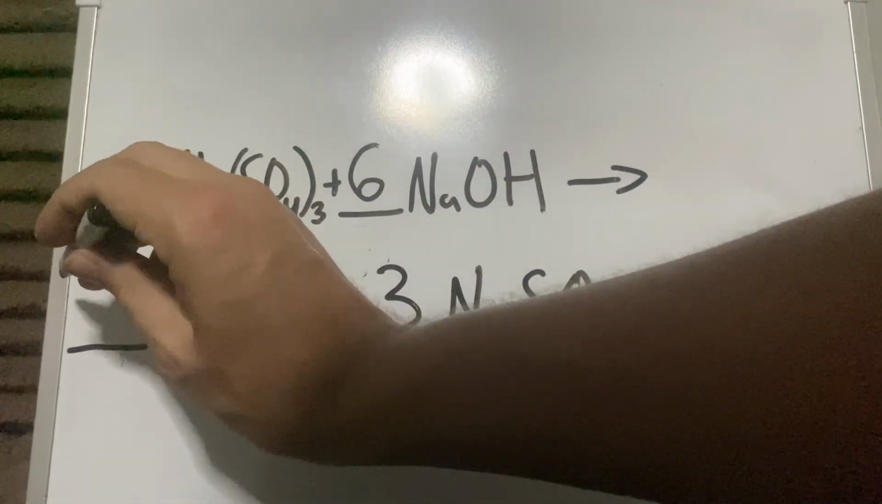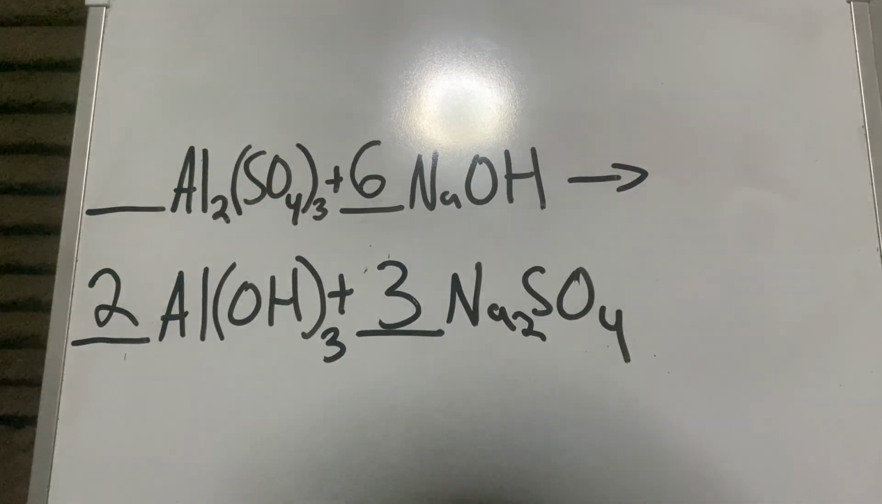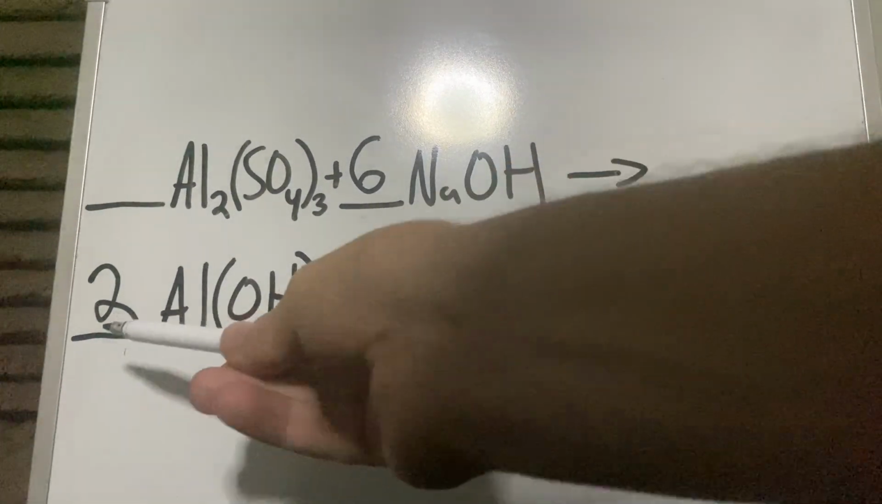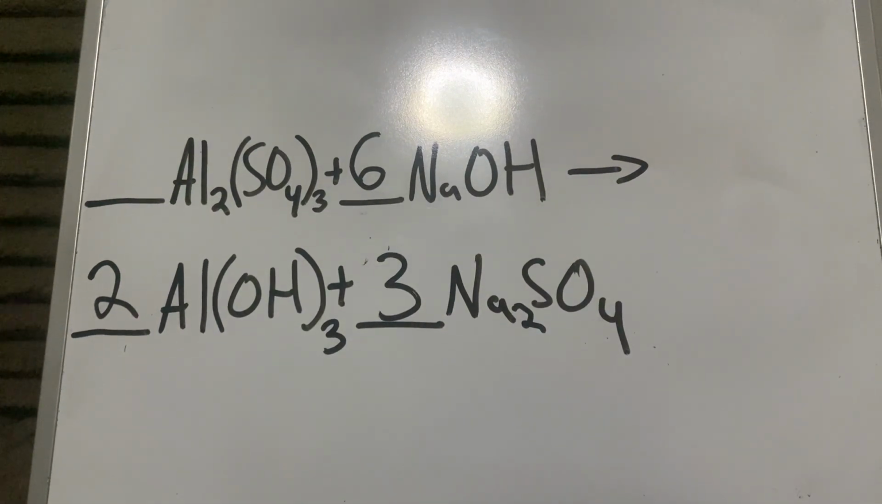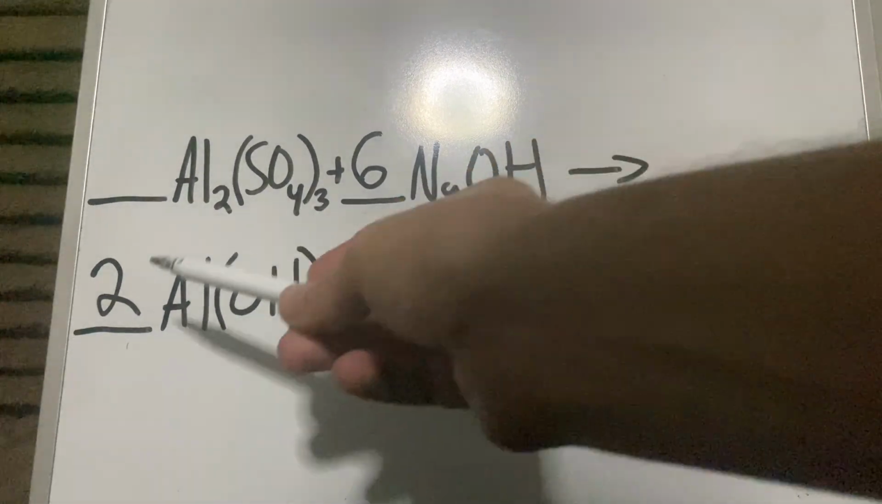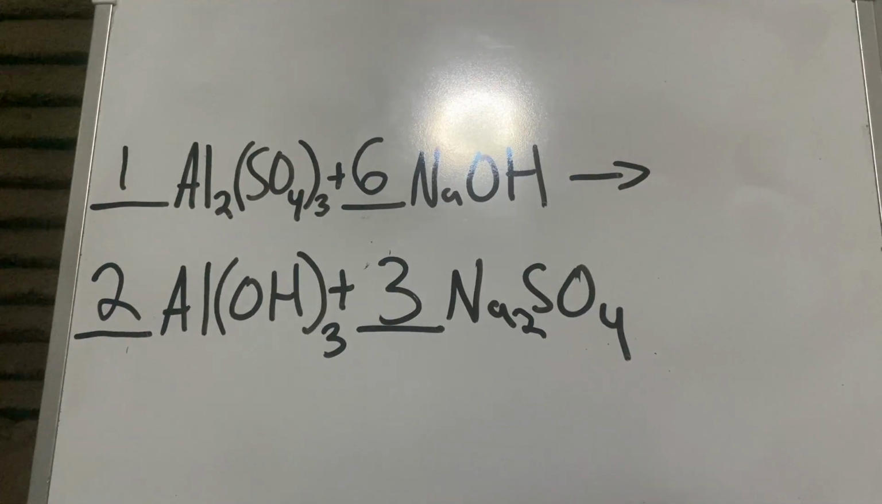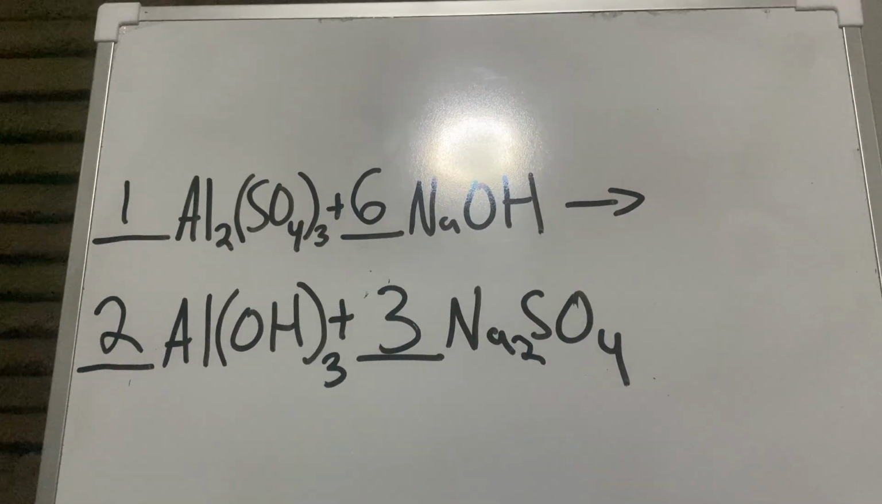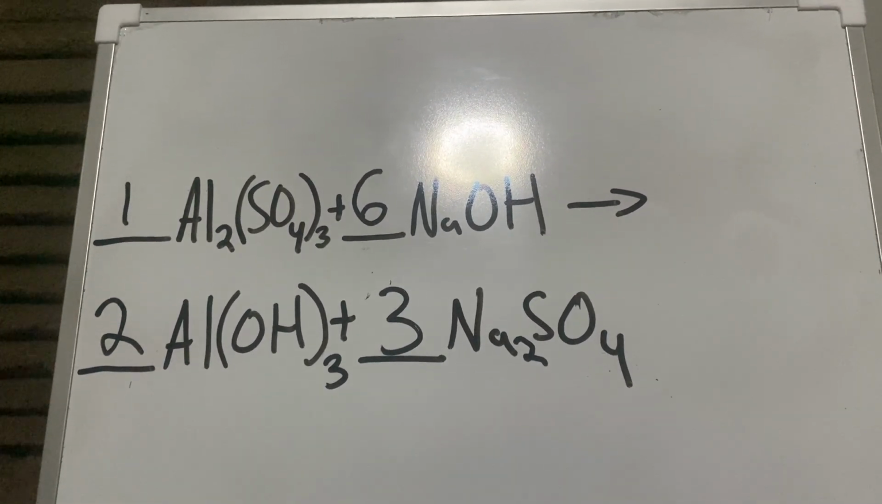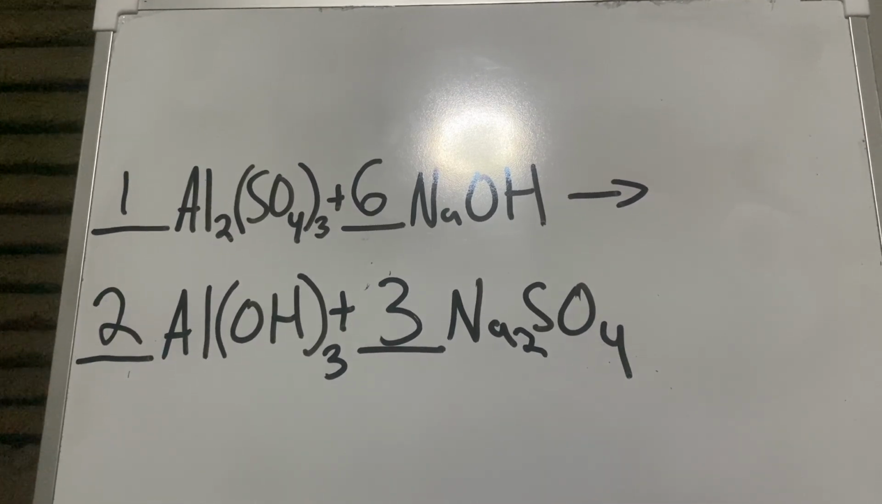So let's just keep playing with it. Let's multiply this hydroxide by 2, because now 2 times 3 is 6. Did we get a happy ending? There's 2 aluminum and there's 2 aluminum. And we don't have to write a 1, but just because I have a blank, and I know you'll be unsatisfied if it's unfulfilled, let's go ahead and put it there.